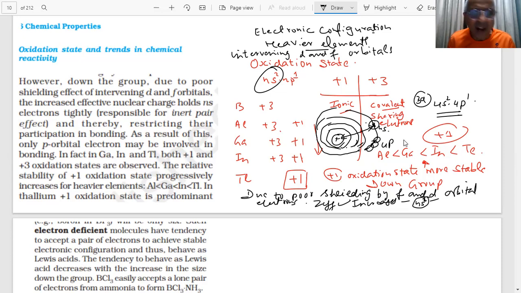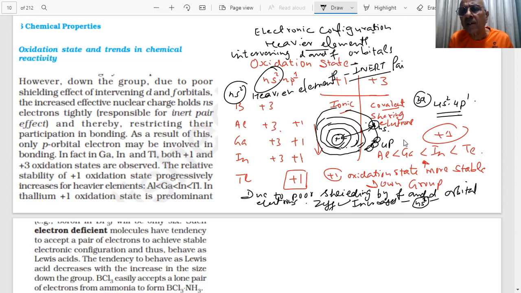And as a result of that, these ns2 electrons, in the case of heavier elements, become inert. What we call the inert pair effect. Very important. The result of inert pair effect is that they do not participate in bonding, students. We don't have that much energy now to oxidize them.